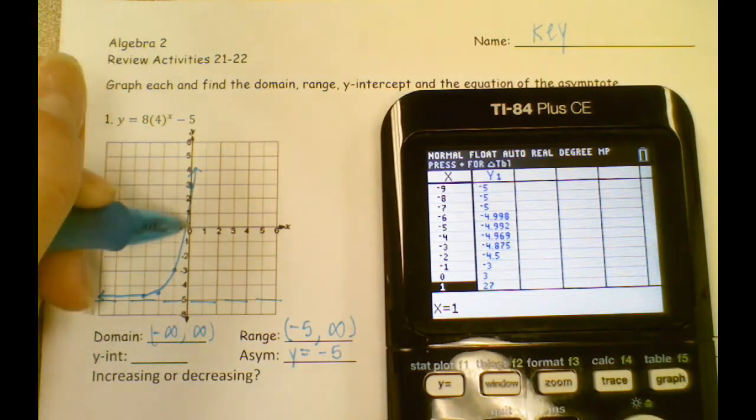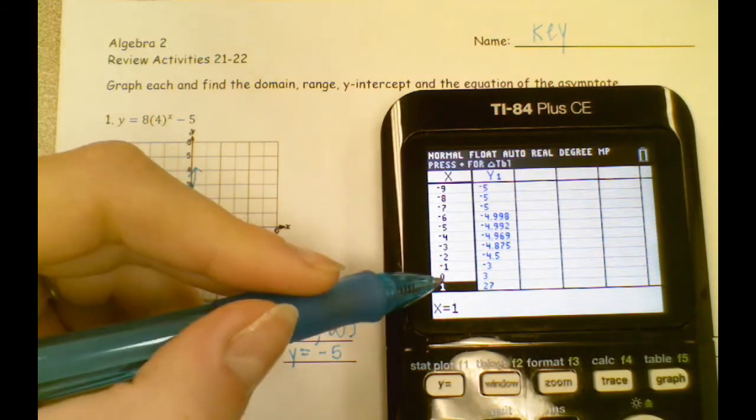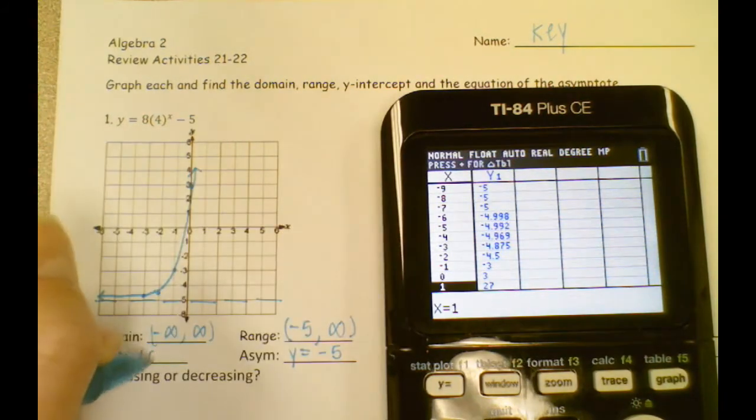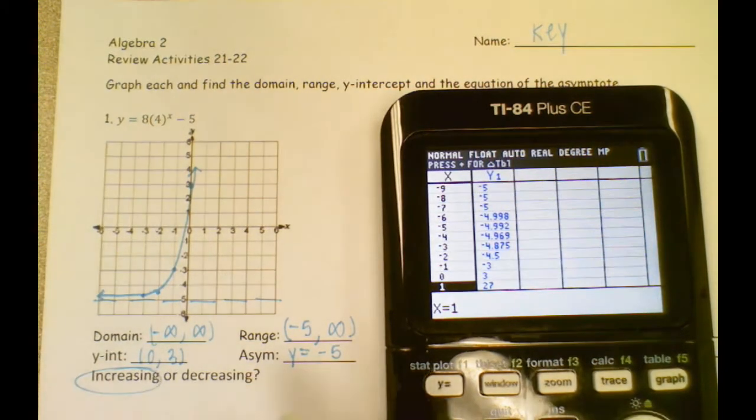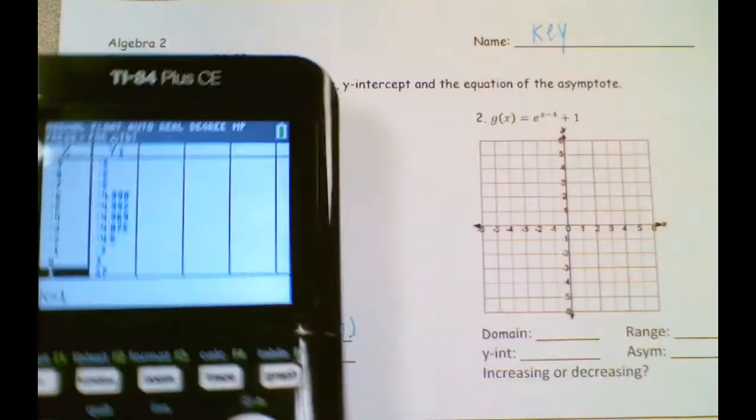My y-intercept is when the x value is 0. So x is 0 and y is 3. So it's 0, 3. Okay? And then as I read my graph from left to right, my function and my pencil as I trace it goes up, so the function is increasing. Okay? All right, let's look at number 2.